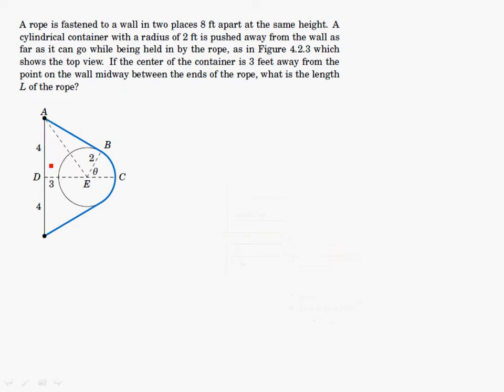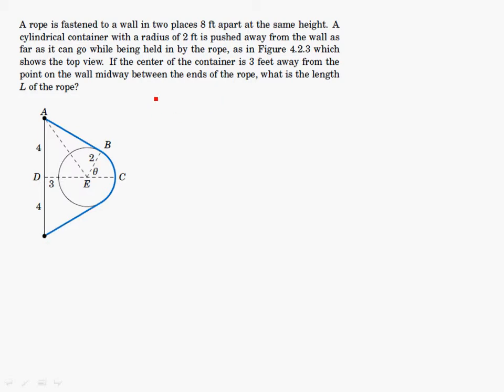So we're given that this distance is 8. This round shape is the cylindrical container. We're being told it's right in the middle, stretching the rope as far as it can go. The center of the container, so the distance ED, is 3 feet, and we want to know the distance of the rope if you go all the way around from A to, and they didn't label this point for some reason, but that's what we're interested in.